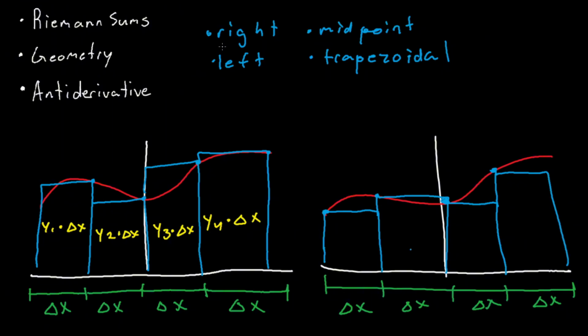So this is the left-hand rule. You pick the left side of your delta x region rather than the right. And essentially you do the same thing. Find the y values of each of the points and then multiply them by height times width to find the area of the rectangles.